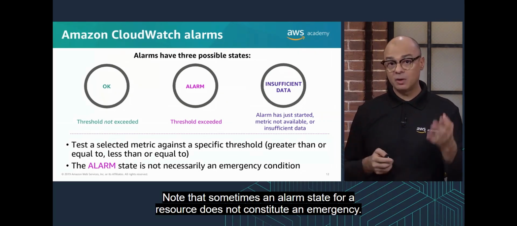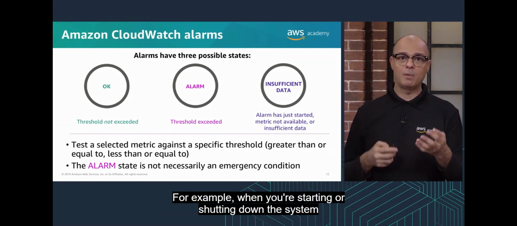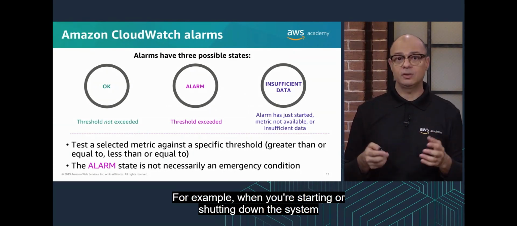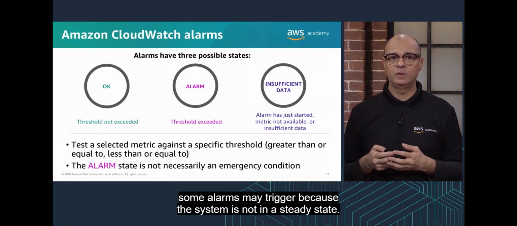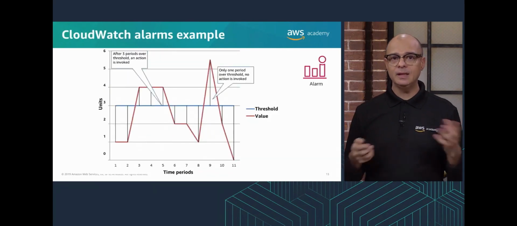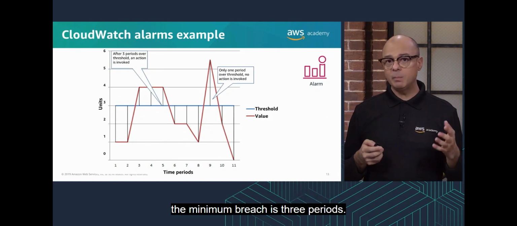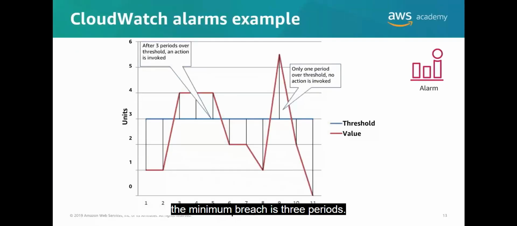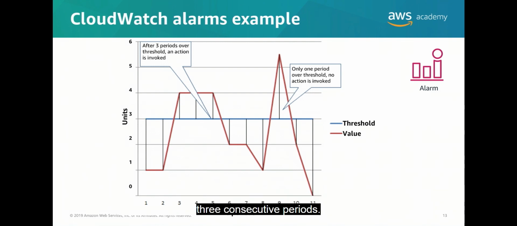Note that sometimes an alarm state for a resource does not constitute an emergency. For example, when you're starting or shutting down a system, some alarms may trigger because the system is not in a steady state. These are called false positive alarms. In the diagram, the CloudWatch alarm threshold is set to 3, and the minimum breach is 3 periods. The alarm invokes its action when the threshold is breached for 3 consecutive periods.